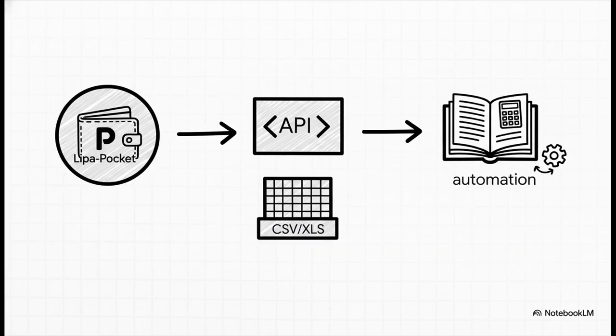And let's not forget one of the biggest headaches for any business: accounting. The integration layer lets you pull all your transaction data either through the API or just as a simple CSV file. You can then feed that directly into your accounting software, completely automating reconciliation and saving countless hours of manual data entry.